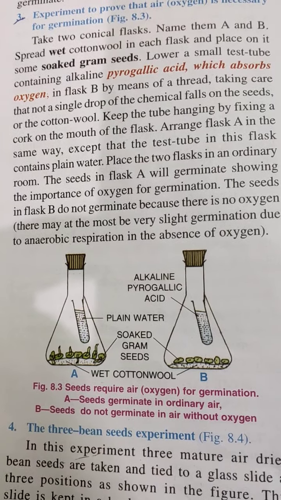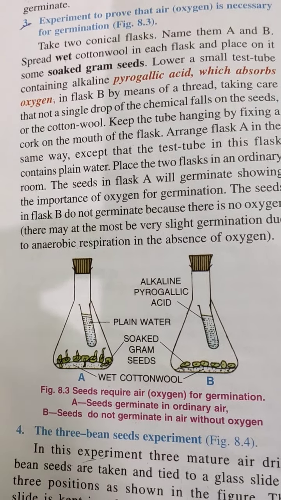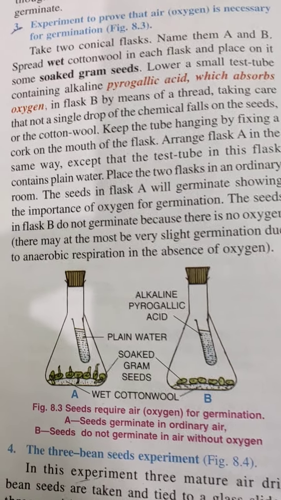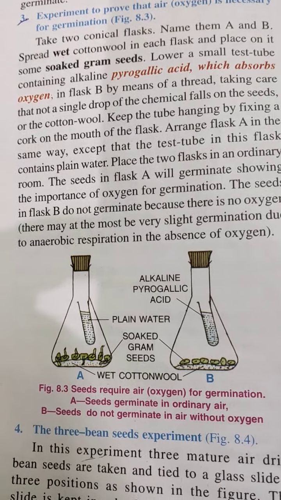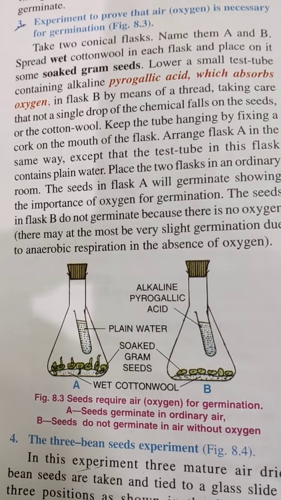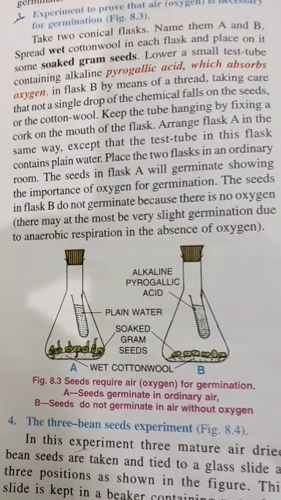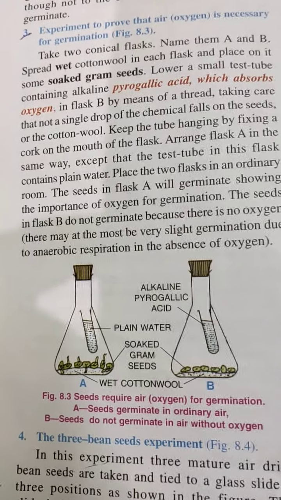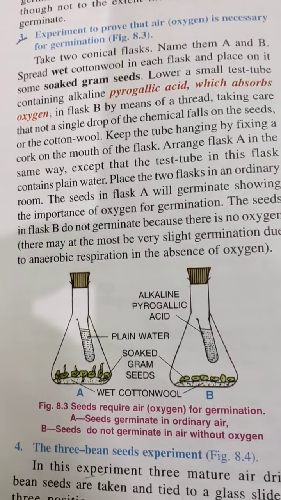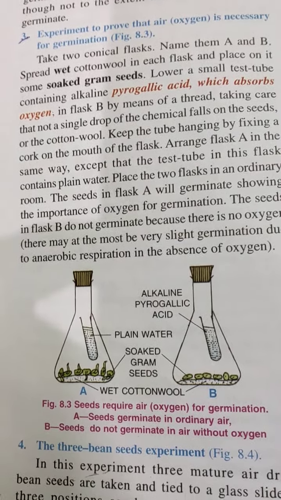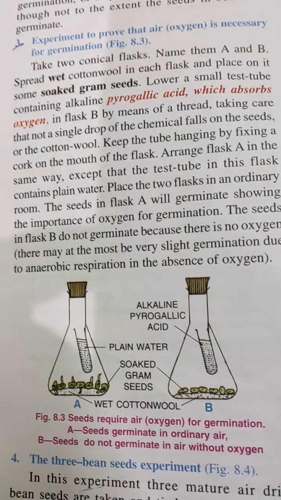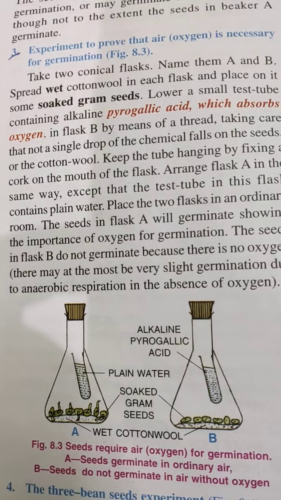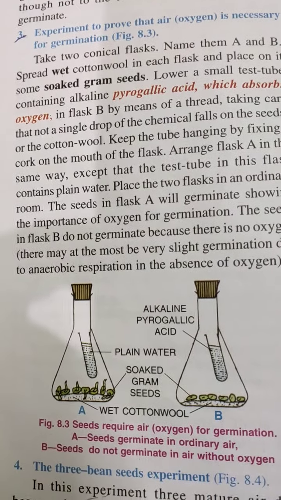Because in flask A, we have kept the plain water test tube. And in flask B, we have kept the test tube with alkaline pyrogallic acid, which has absorbed all the oxygen. Now, the seeds in flask A will germinate because oxygen is present, and the seeds in flask B do not germinate because there is no oxygen. So, this proves that oxygen is necessary for germination.